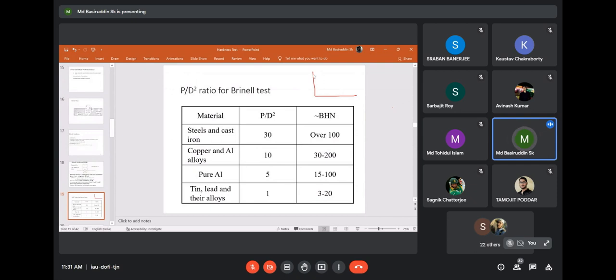Can you see that I'm drawing something? Yes, sir.